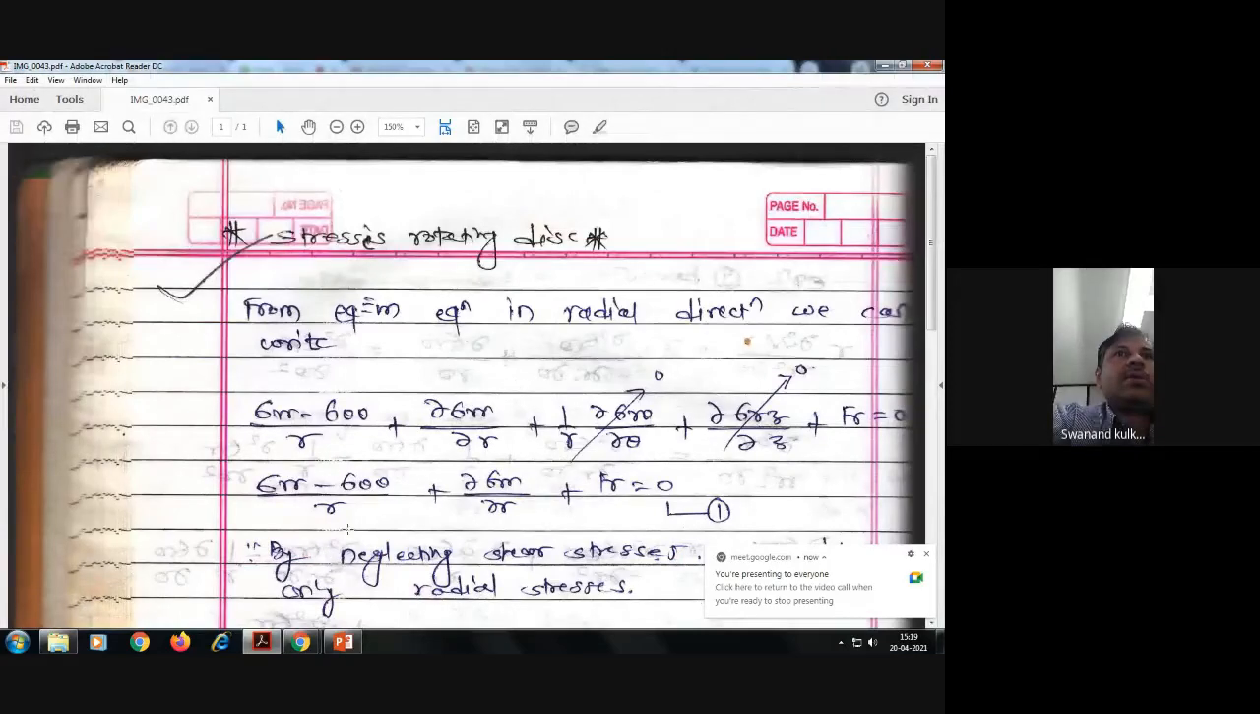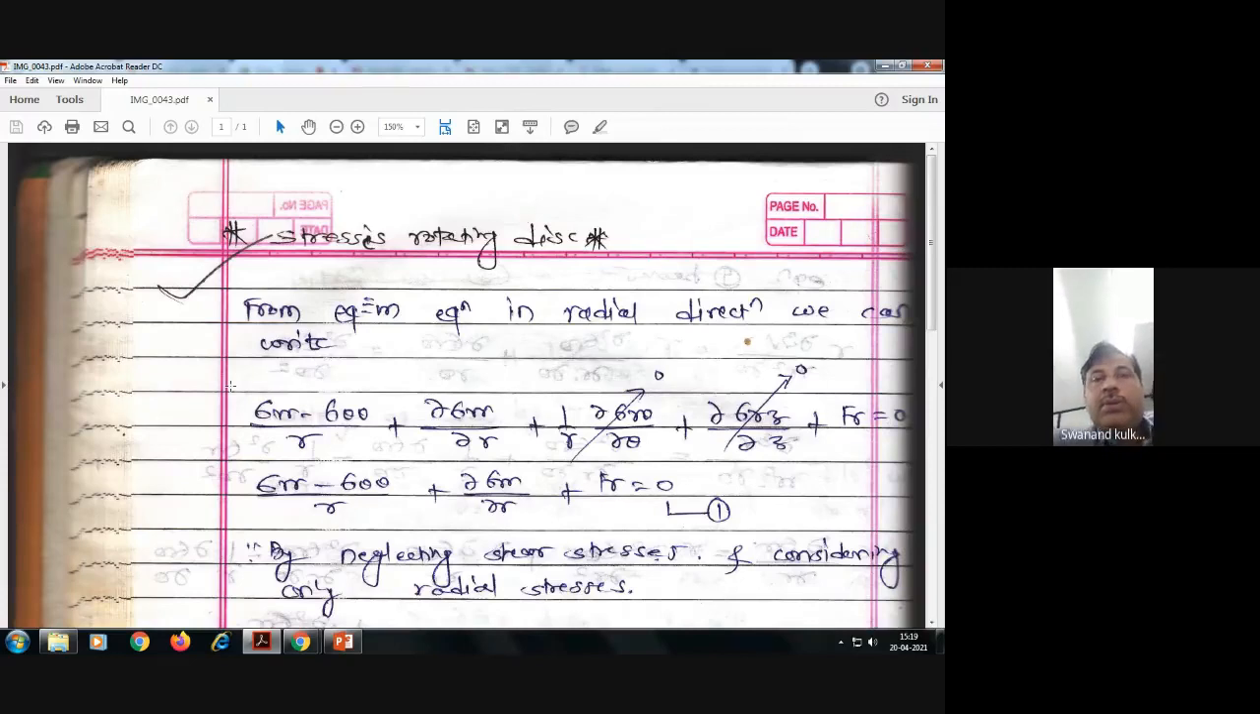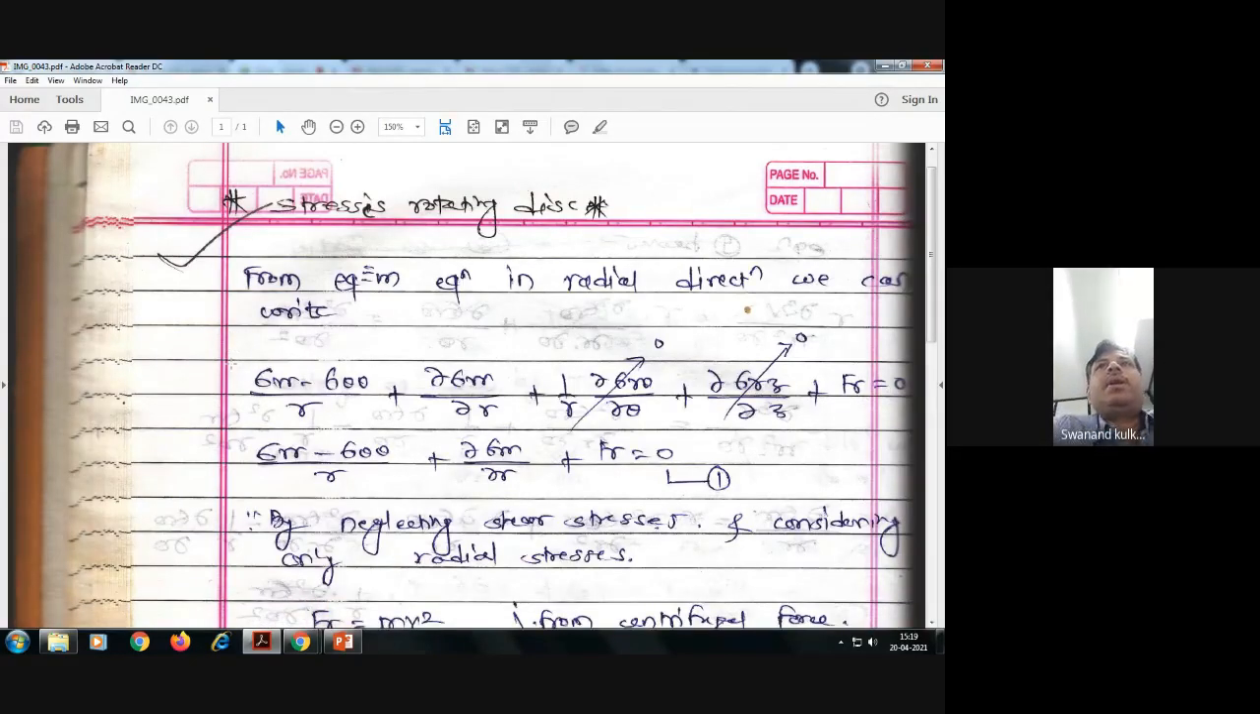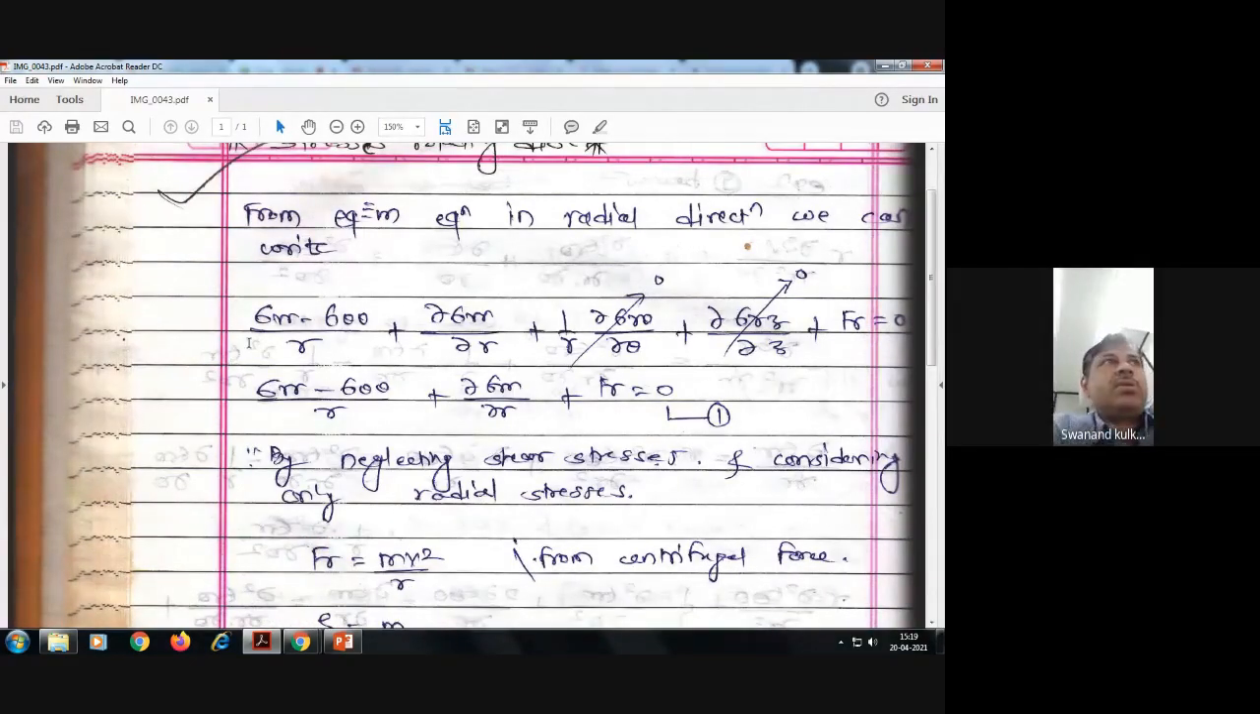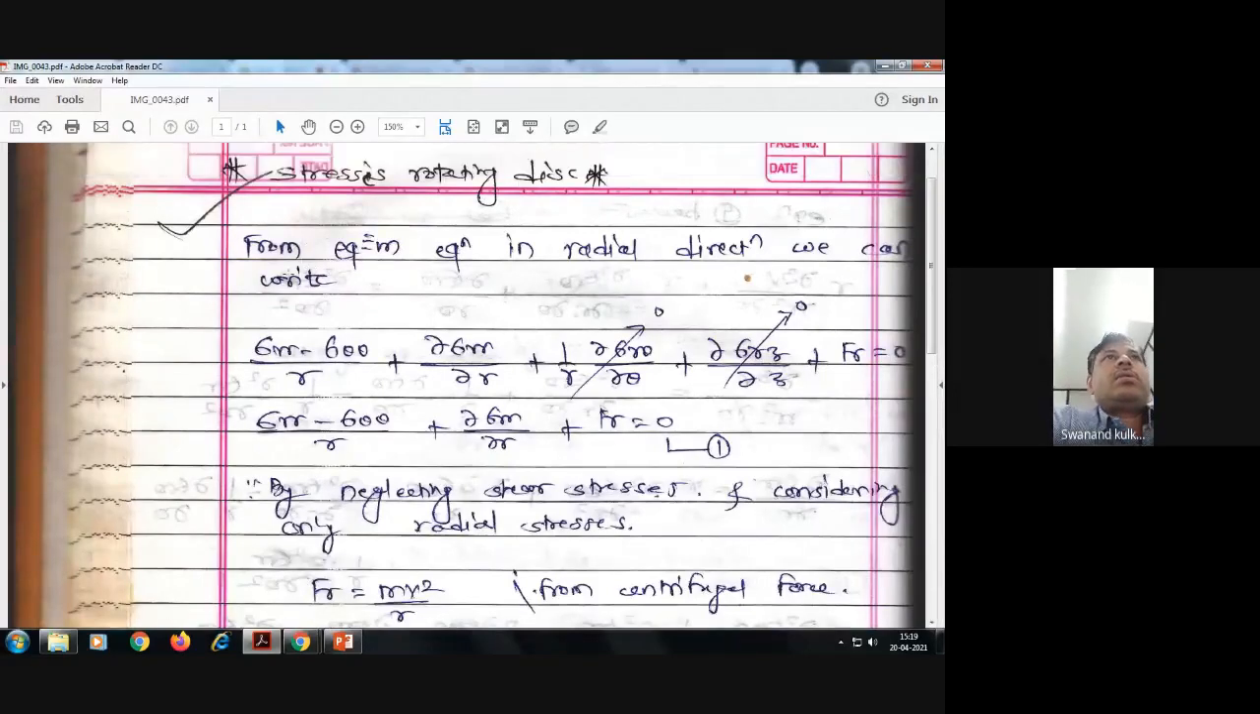Stresses in rotating disc is in front of you. See, the fundamental equation which is used for the stresses in a rotating disc is the equilibrium equation. Is it okay? So what is the equilibrium equation that you can see here?